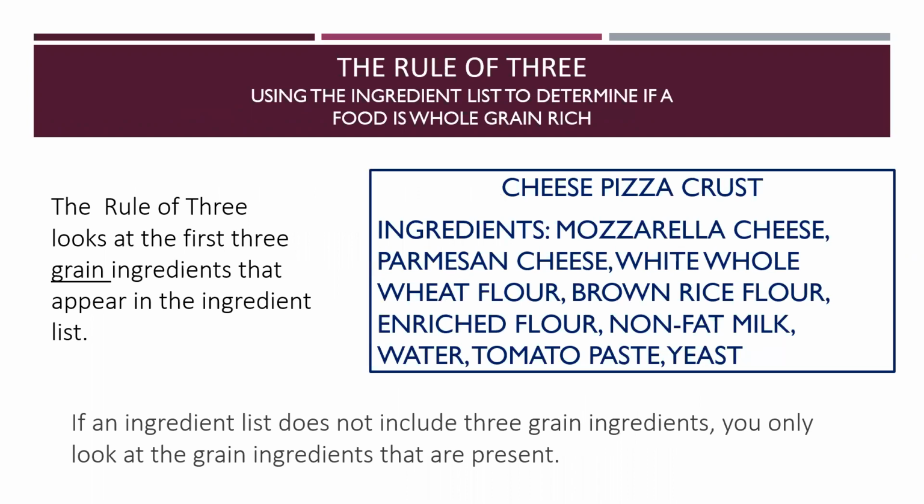The rule of 3 is another method to determine whether a food is whole grain rich. The rule of 3 looks at the first 3 grain ingredients that appear in the ingredient list. Now, you know the ingredient list is printed on the food packaging of products. The list includes information on flours, grains, and other ingredients that are in the product. The ingredients are listed in order of quantity. If a whole grain is listed first, you know there is more of that whole grain than anything else in the food.